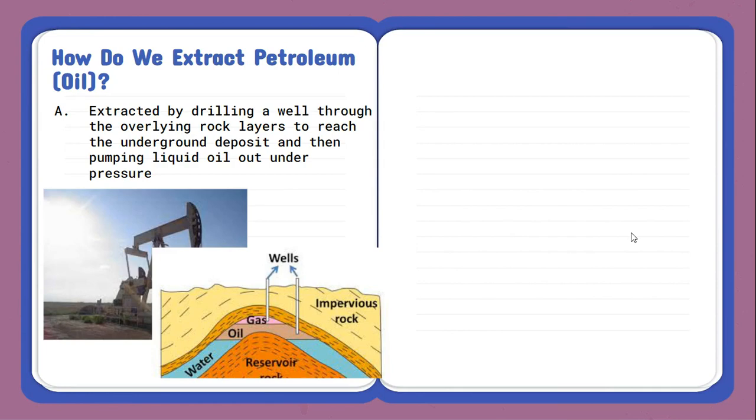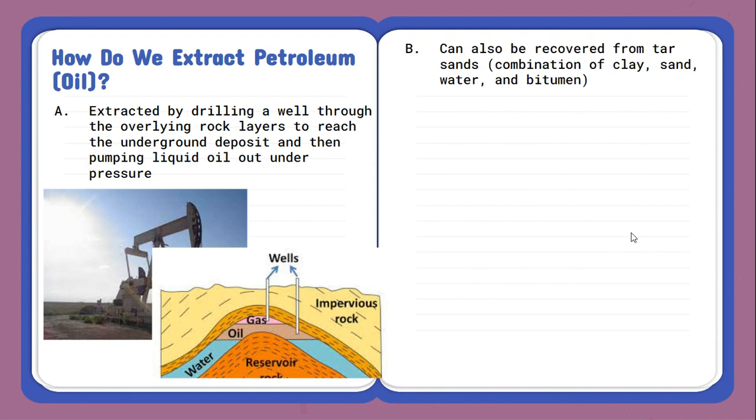Moving on to how we extract petroleum or oil, that's usually through a system of wells that we drill into the rock, and we tend to pump liquid out under lots of pressure in order to obtain petroleum. It can also be recovered, however, from a substance known as tar sands, which is a combination of clay, sand, water, and bitumen. Bitumen is a semi-solid form of petroleum.